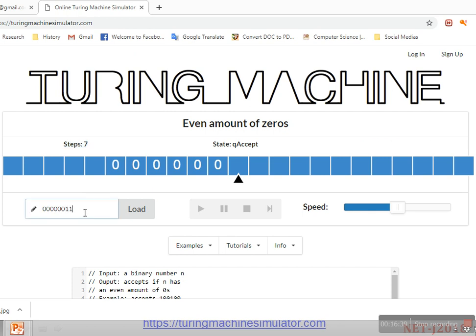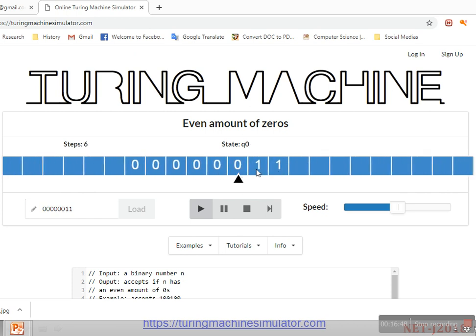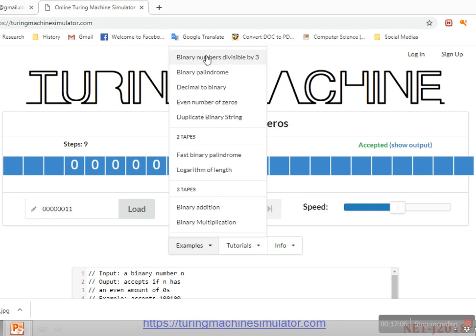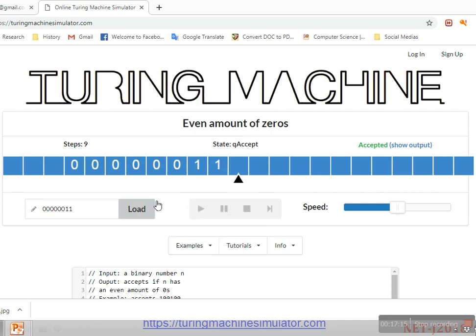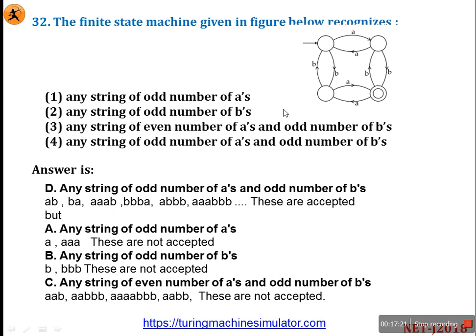Okay, here I will give 2 ones. It reads 1 0 2 0 3 0 4 0 5 0 6 0. It reads 2 ones, no problem, because the question is even number of zeros, and it accepted. There is no question related to 1; the entire question is related to zeros. So you can check palindrome or not, number divisible by 3, decimal to binary. There are so many examples. You can go and check how exactly a finite automata or finite machine works. You can go through this and easily understand.